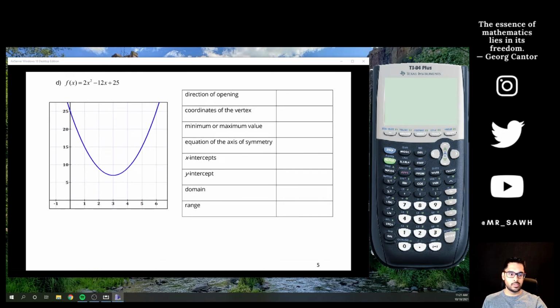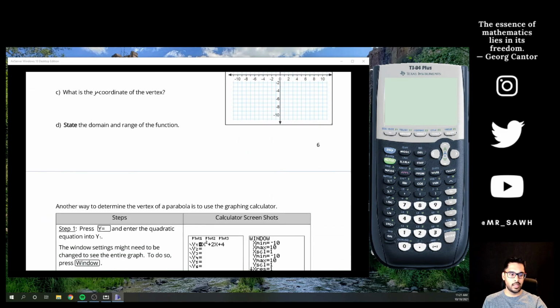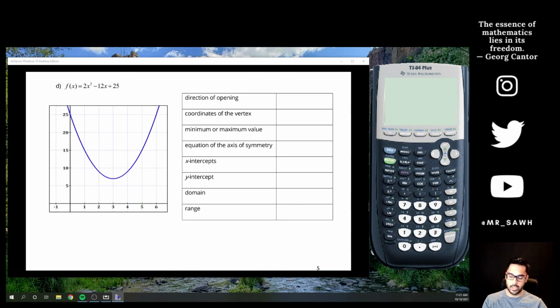Last one we'll do here, we'll do D as well. Direction of opening, again, it opens upwards. Coordinates of the vertex. Well, find out where it is. This time again, if I open upwards, I have a minimum. And I have to take an estimate here. It looks like I'm about halfway, so halfway between 5 and 10, 7.5. So this will be, let's say 3, and this is 7.5 just as an estimate.